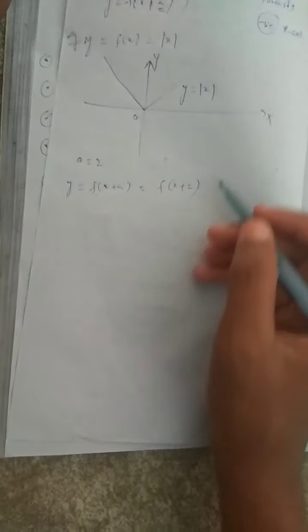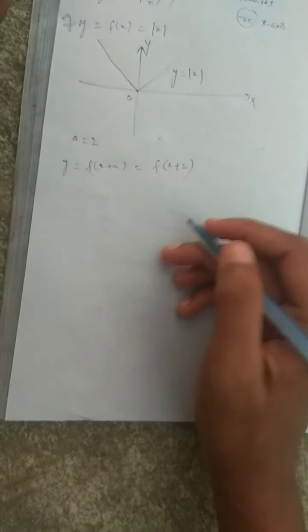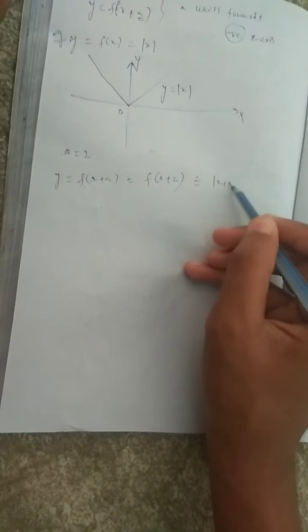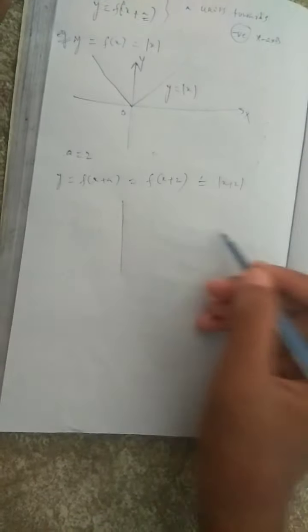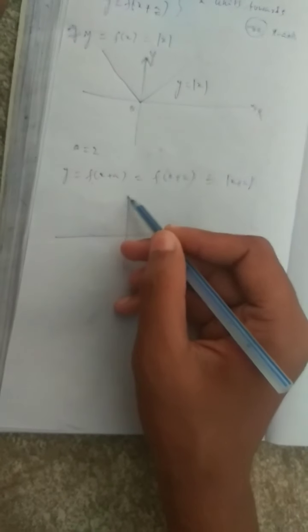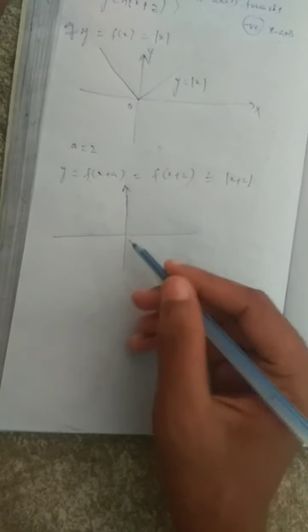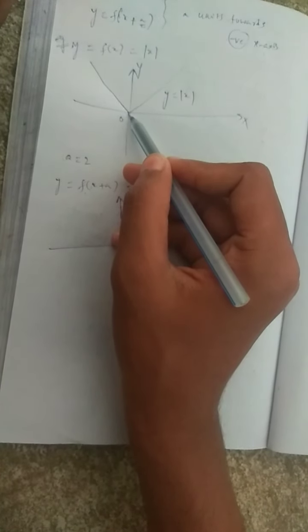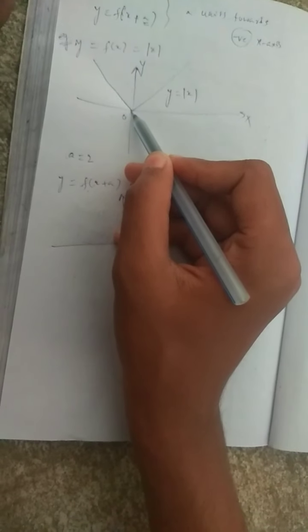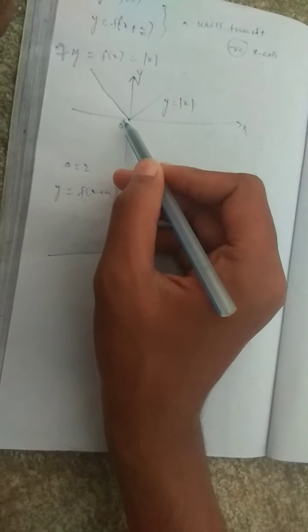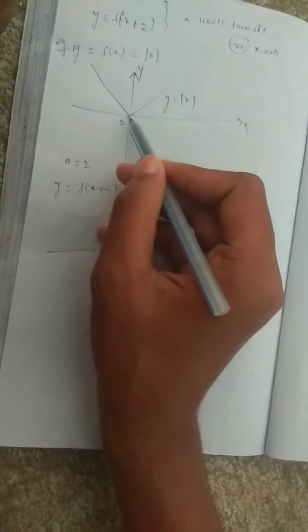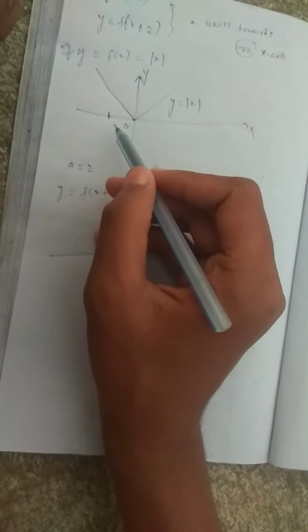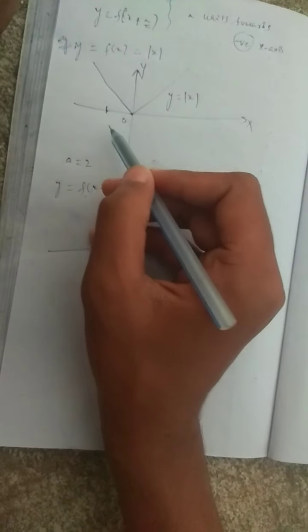we should transform the graph 2 units towards negative x-axis. Now let us see. This is y equal to modulus of x. When we want to draw the graph of y equal to modulus of x plus 2, we should transform this graph 2 units towards negative x-axis. Then the point where the V shape occurs will be minus 2 comma 0, right?